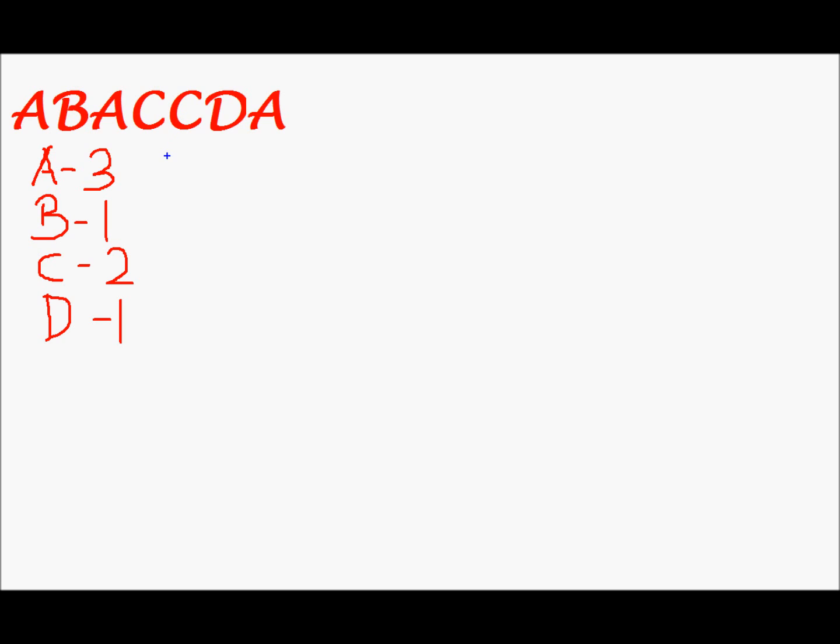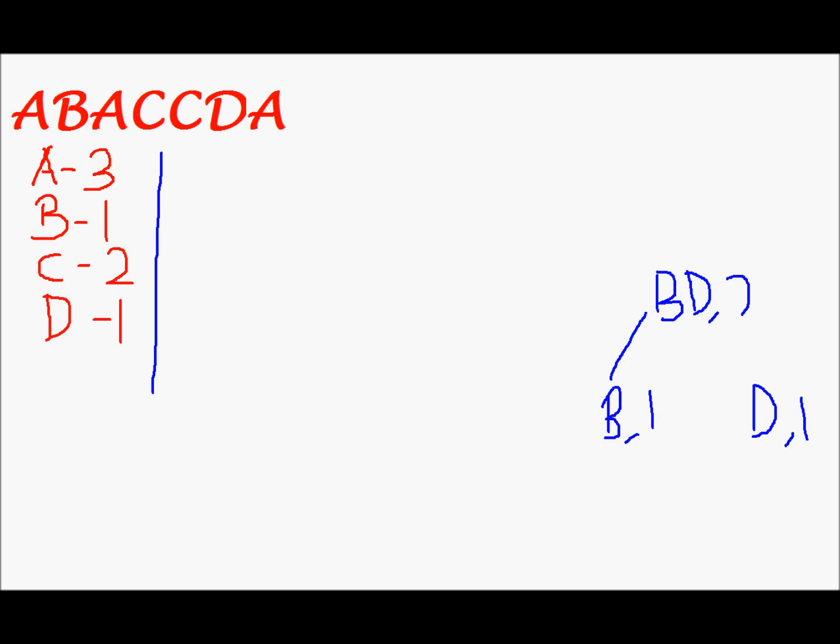The next thing we shall do is construct a Huffman binary tree. So select two symbols with the lowest frequencies. We have B and D out here. So we'll write B and D over here. B has a frequency of 1 and D has a frequency of 1. Next we shall combine these two symbols and construct a parent node. So we'll combine B and D, we'll call this BD, and the frequency of BD will be the summation of the frequencies of B and D. So it will be 1 plus 1, that is 2.